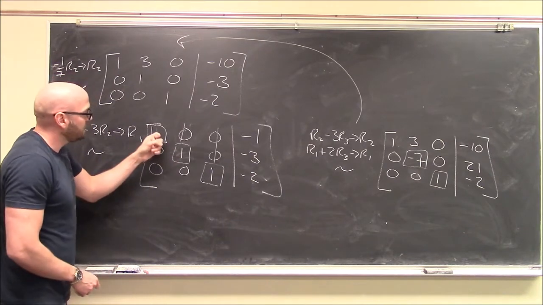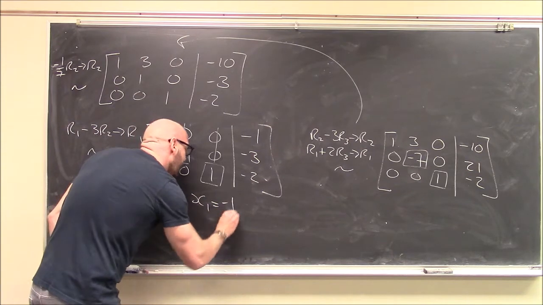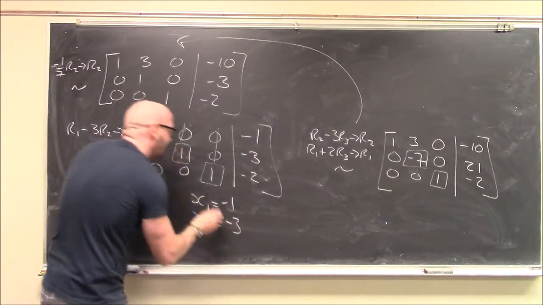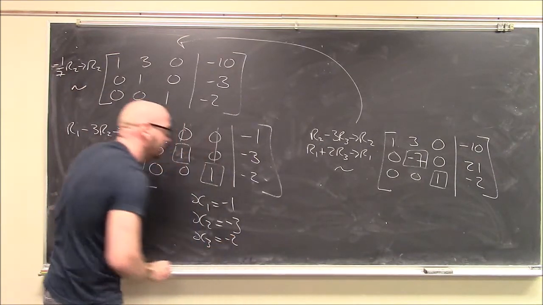All right, the underlying equation is x1 equals minus 1, x2 equals minus 3, and x3 equals minus 2.